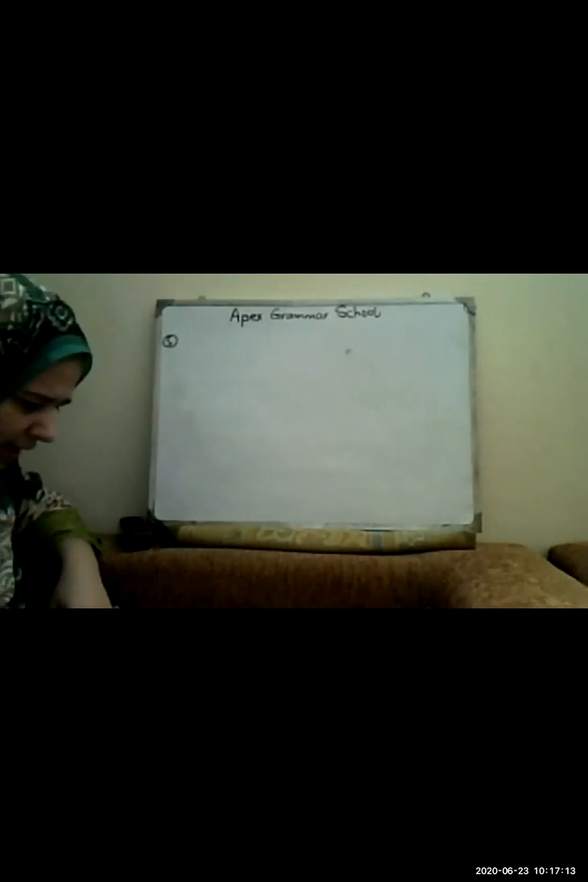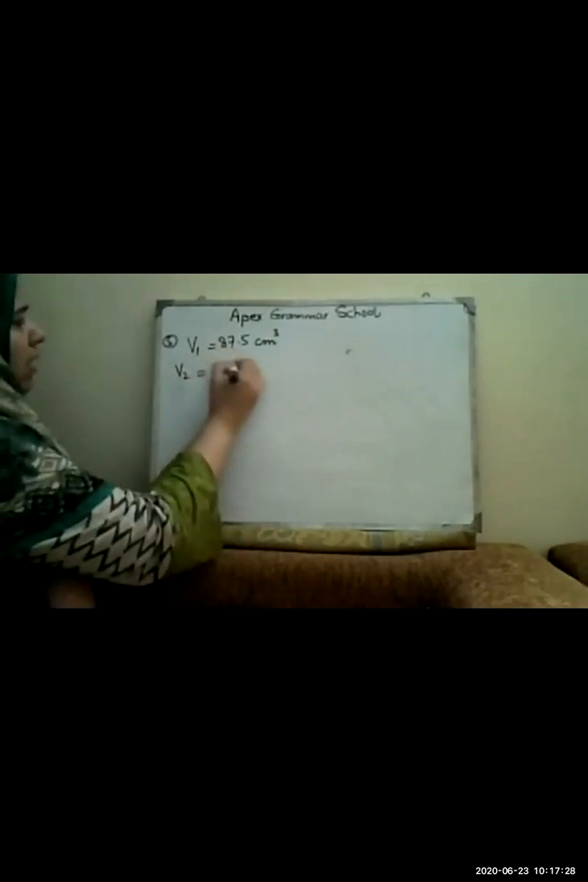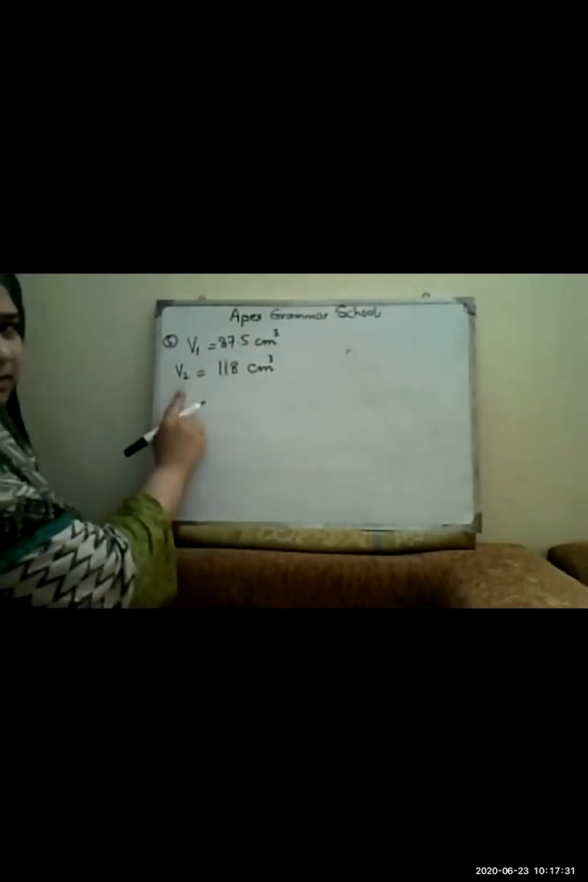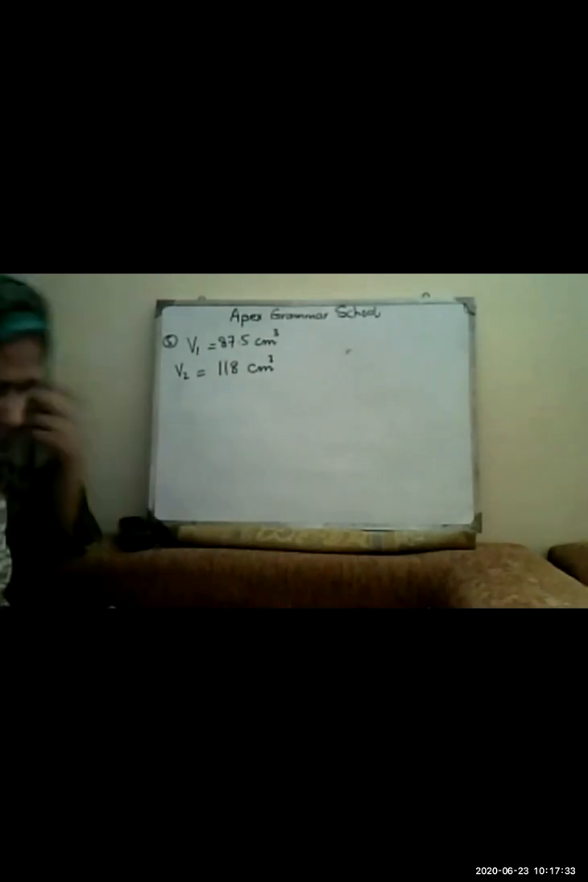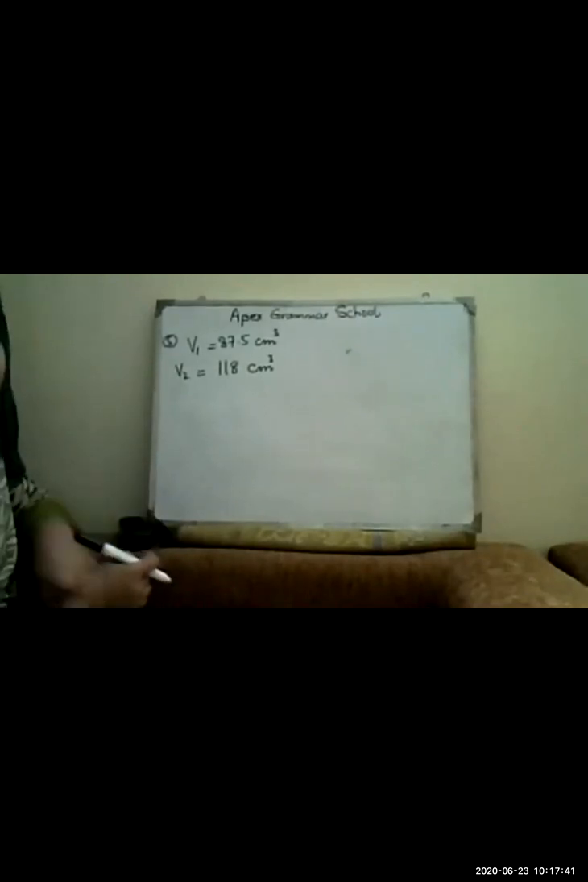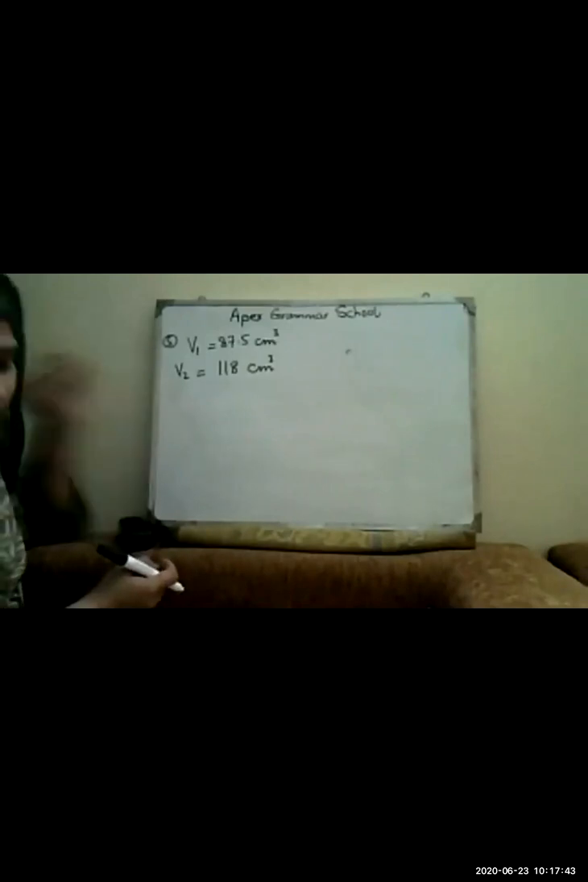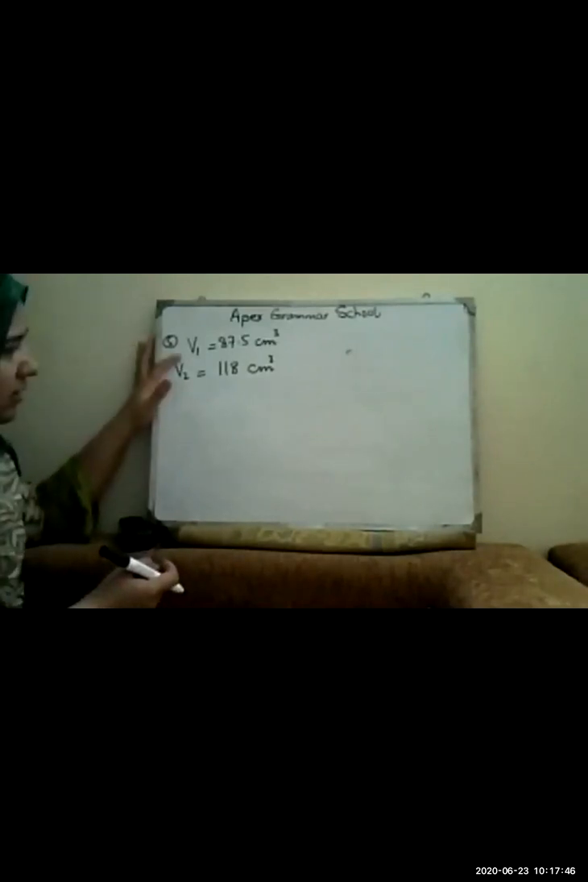It means they have provided us with the volume, that V1 is equal to 87.5 cubic centimeter, and 118 cubic centimeter will be the V2, while holding the pressure constant. So over here P is constant, so you should keep in your mind which law was applicable when we were holding pressure constant. It was the Charles law, in which we were discussing volume and temperature.